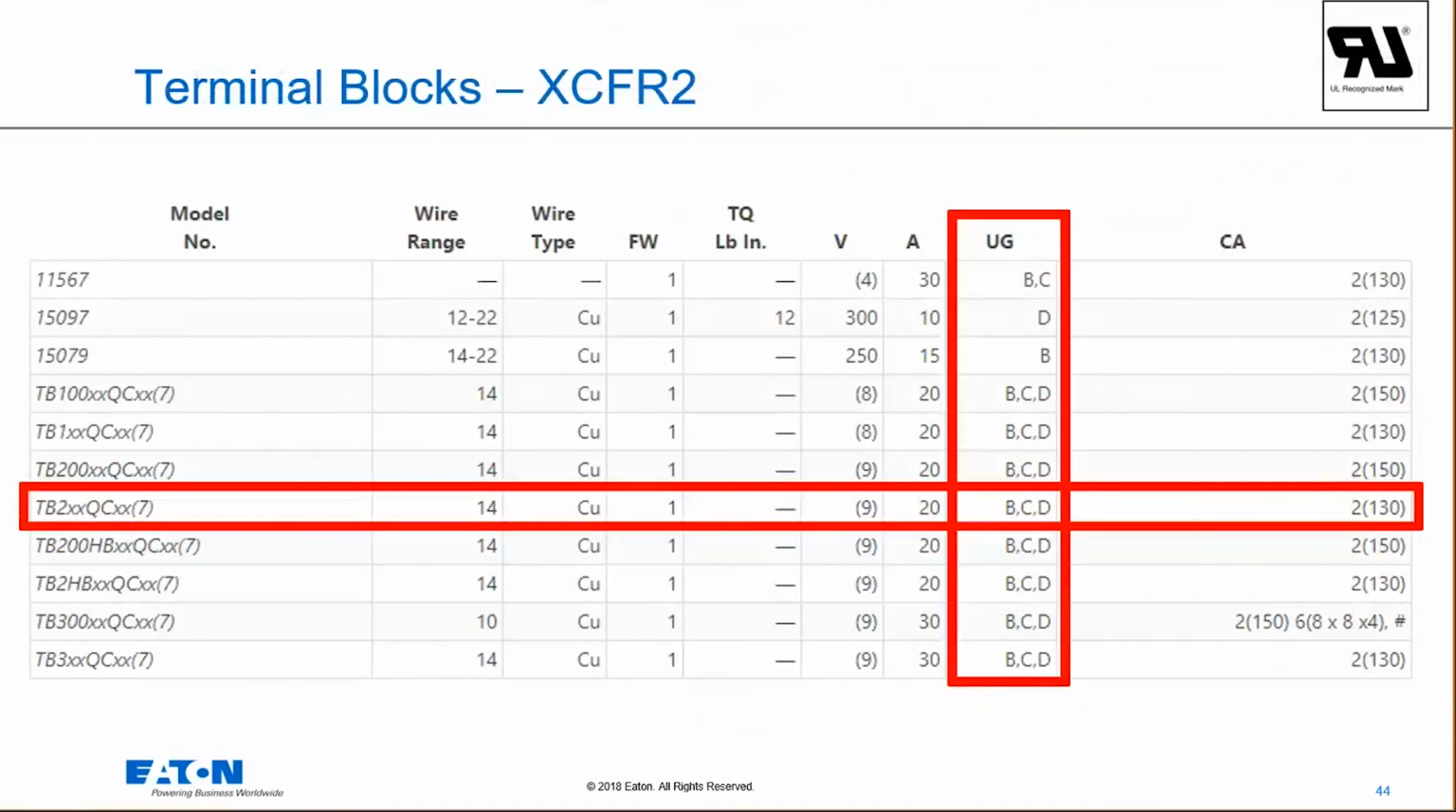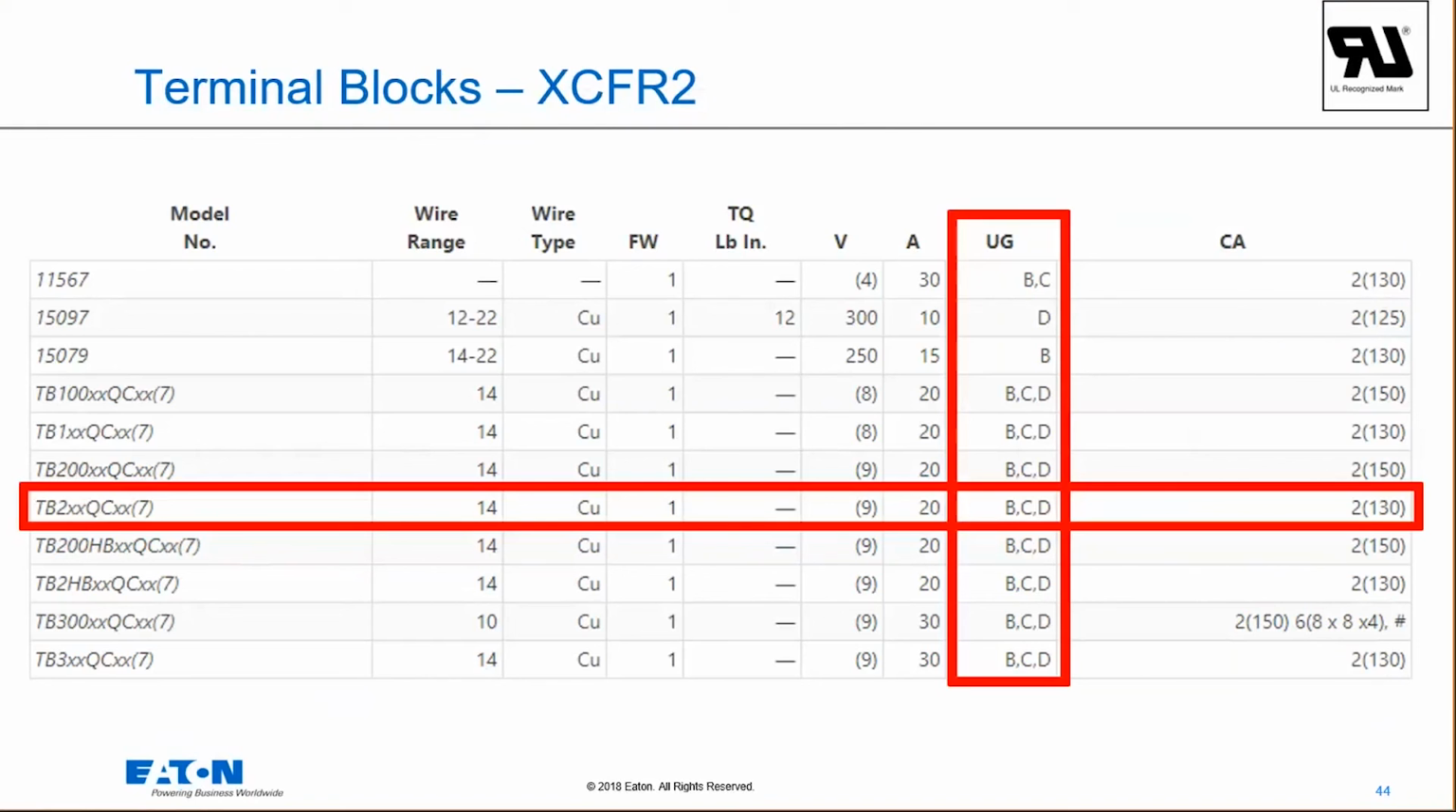You'll see it has a wire range size, and it must be copper wire type, and it might have some voltage ratings depending on what type it is. So it might only be like one blocker for one application, and you'll see that the user guide up there lists the user guide sections, and in this case, it's B, C, D.